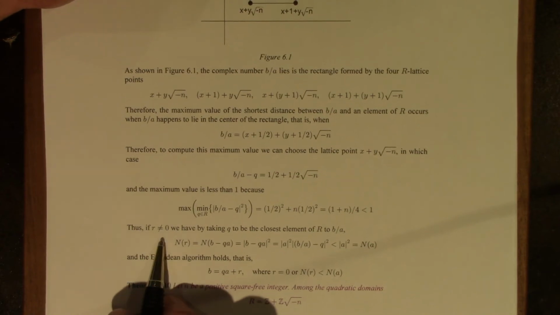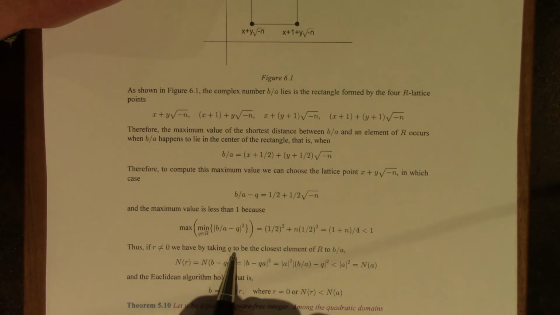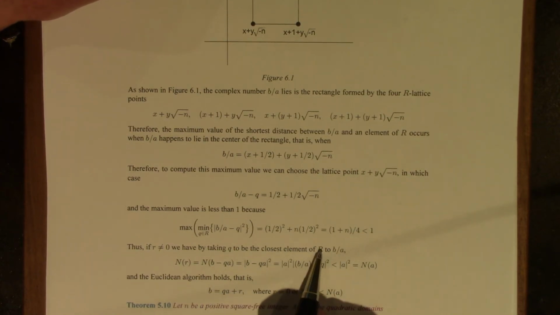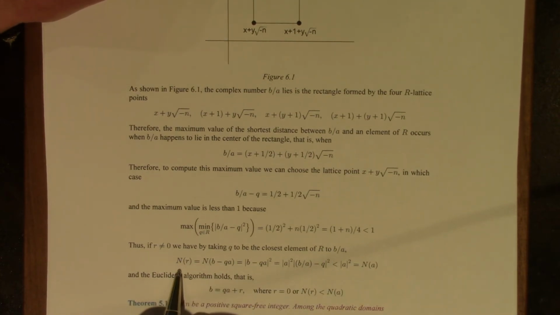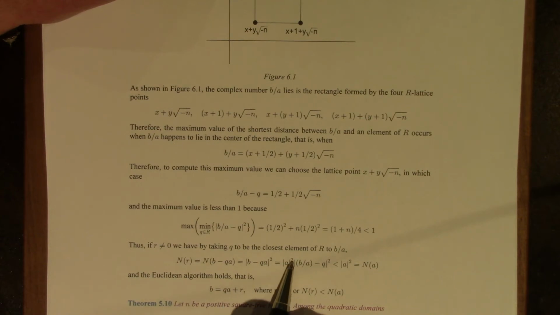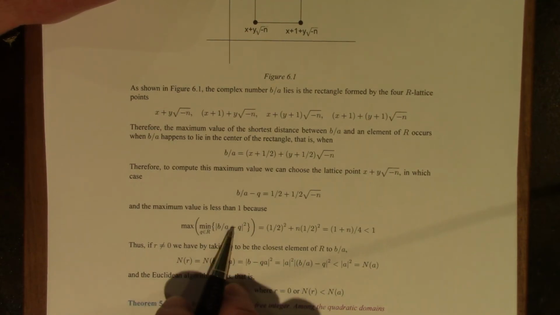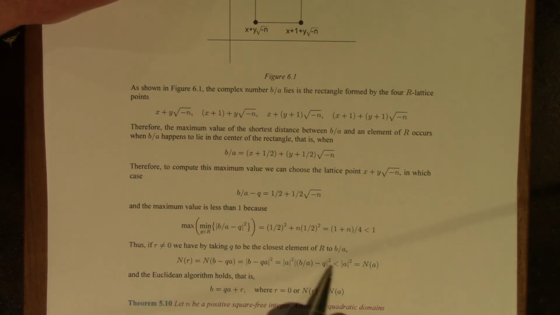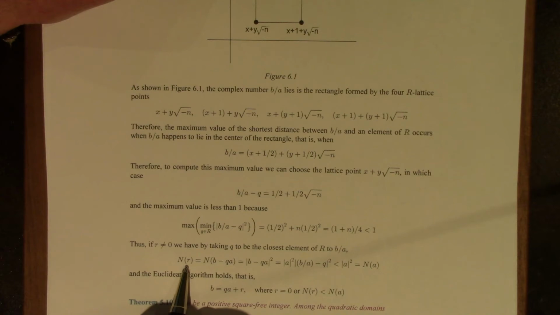So if r is not 0, then by taking q to be the closest element of R to b over a, the norm of r is the norm of b minus qa, which is this absolute value squared. Factor out absolute a squared. We get this thing we've been dealing with here. That's less than 1. And so this is less than absolute a squared, which is the norm of a. So the norm of r is less than the norm of a if r is not 0.